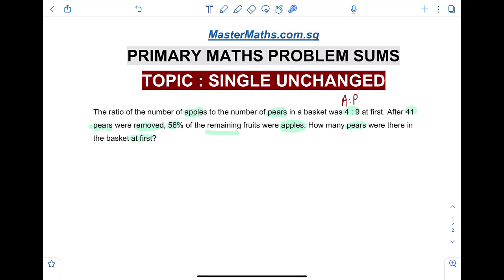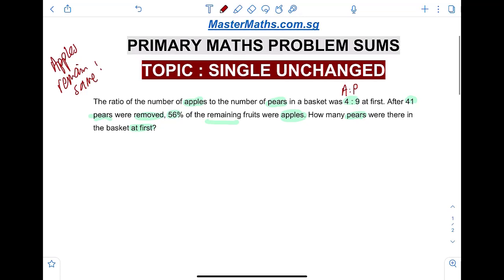So in this question, there are two fruits, apples and pears. You are only removing the pears. You're not touching the apples, so apples must remain the same. Okay? So you can employ a ratio method, or you can even use the BCA table, before, change and after.